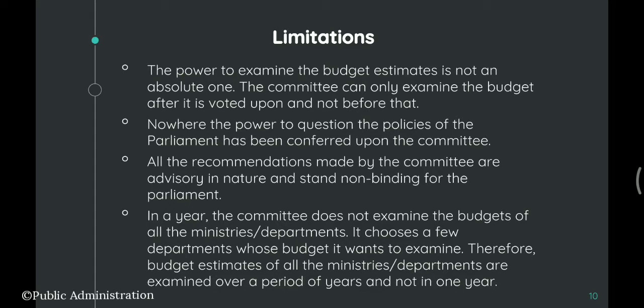It also has some limitations, because the power to examine the budget estimates is not an absolute one. The committee can only examine the budget after it is voted upon and not before that. Like the Public Accounts Committee, it only has the right to examine the budget after it is voted upon. If it could examine before the budget presentation, it could suggest some variations, and it could be changed before implementation. But it can only examine the budget after it is presented. So that is a major limitation of the Estimates Committee. And now the power of questioning the policies of the parliament has been conferred upon the committee.